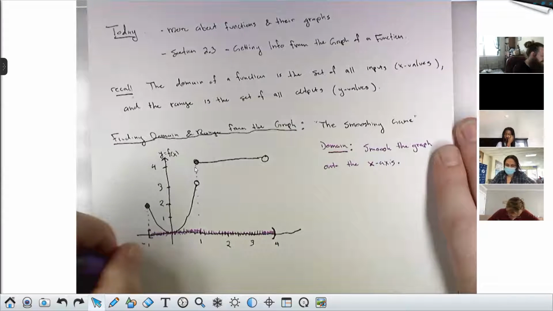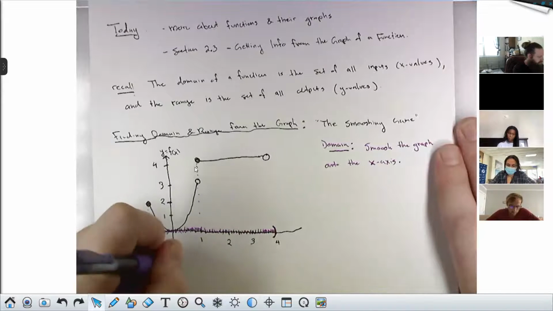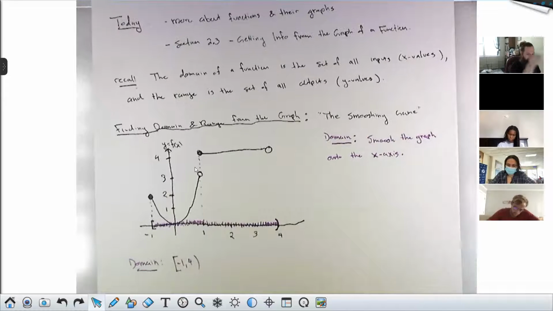So the domain here is the left closed, right open interval from -1 to 4. Are we all clear about where this is coming from? Any questions about how we got that shaded interval on the graph or how we translated that into the interval notation? Okay.